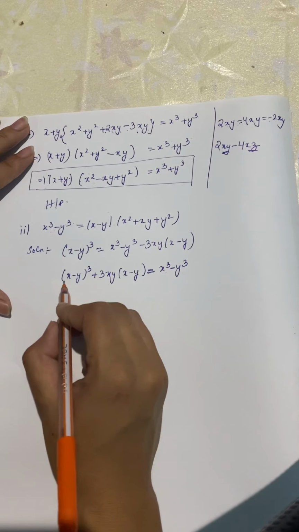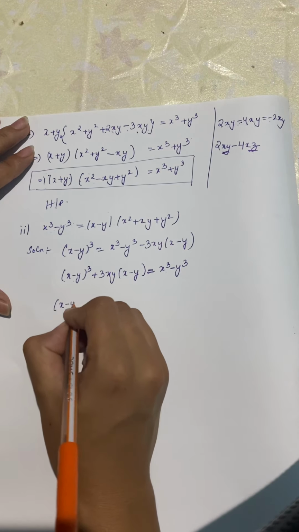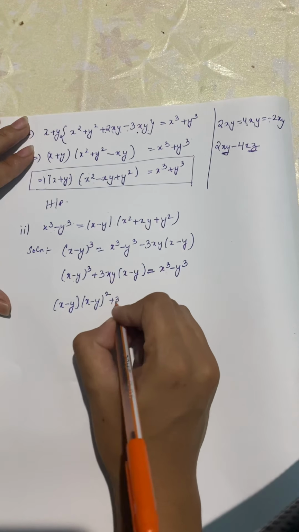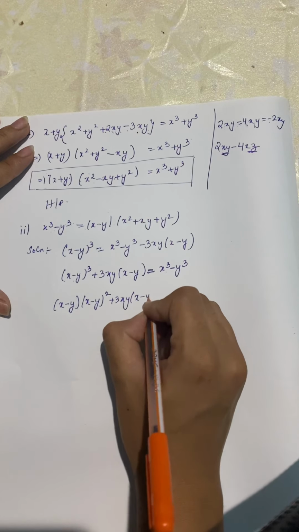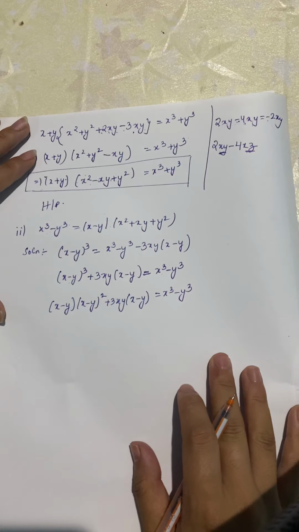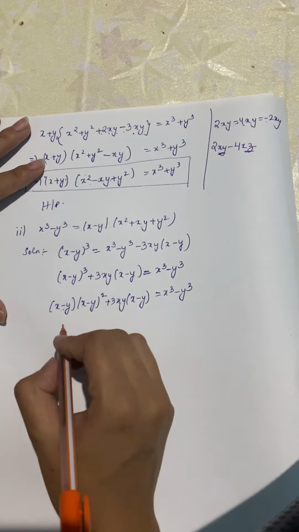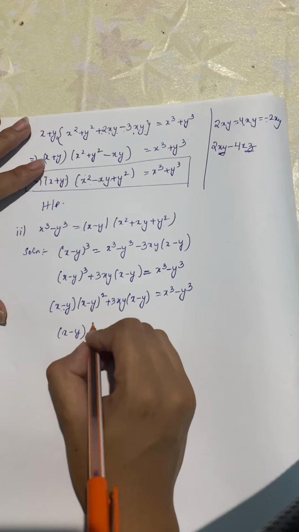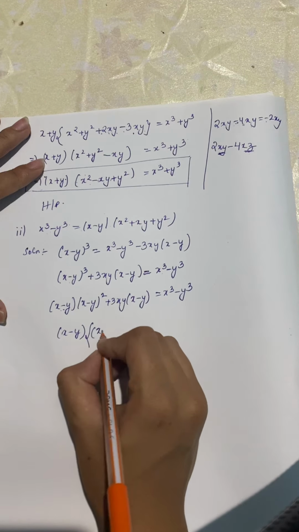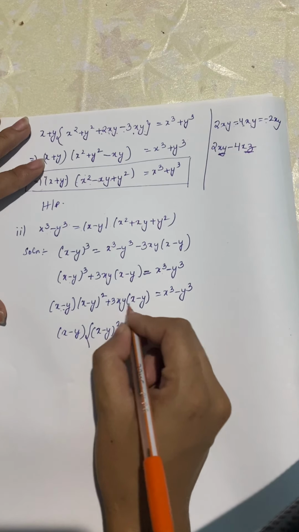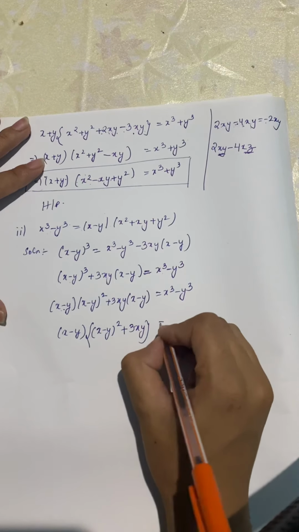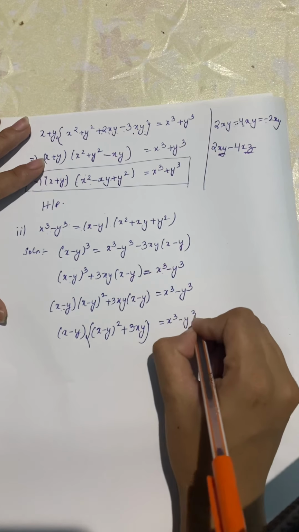Now you look at this, x minus y the whole thing cube. I can take it as x minus y and x minus y the whole thing square, right? Plus 3xy into x minus y equivalent to x cube minus y cube. Now you see what is common to both. x minus y is common to both. So if you take out x minus y from here, what are you left with? You're left with x minus y the whole thing square, plus, you take out x minus y from here, what is left? 3xy. And this will be equivalent to x cube minus y cube.